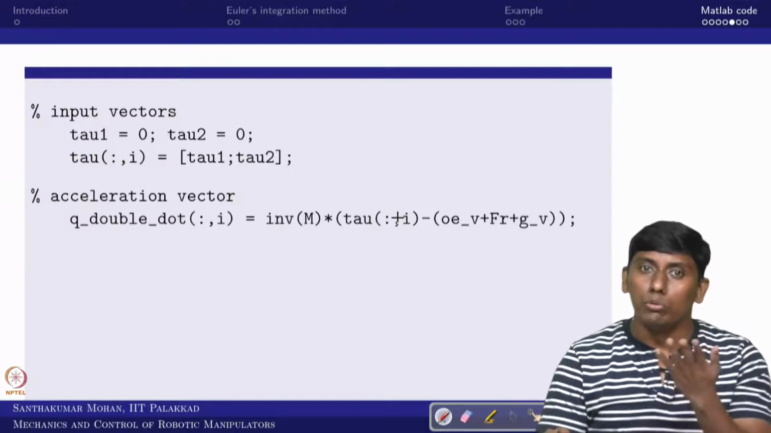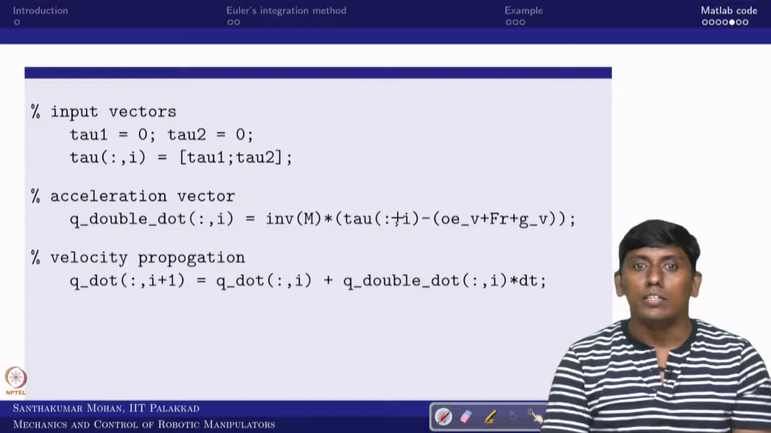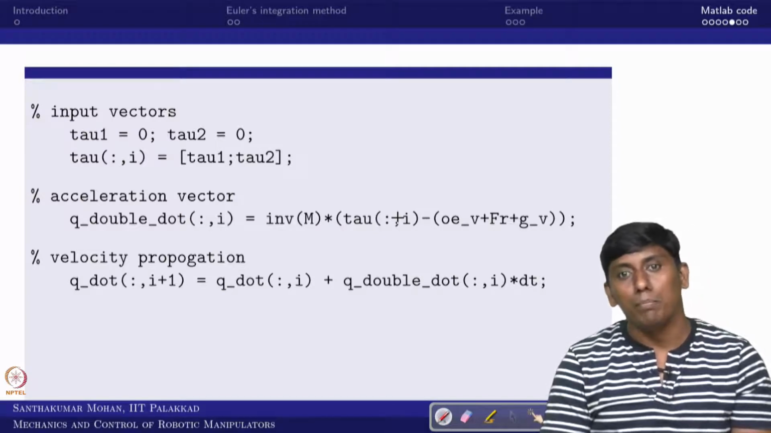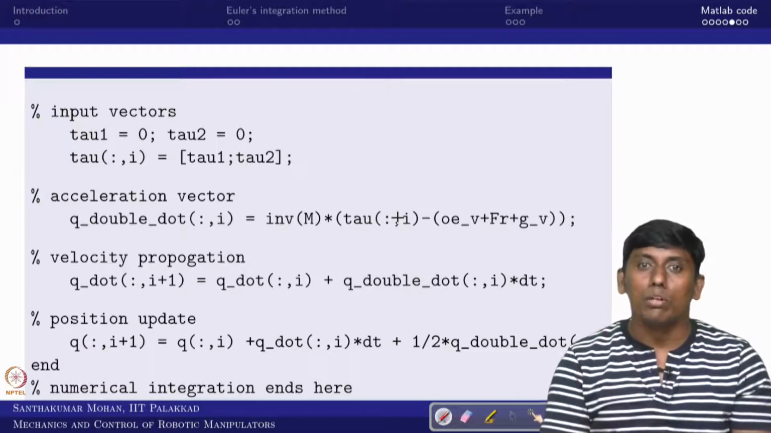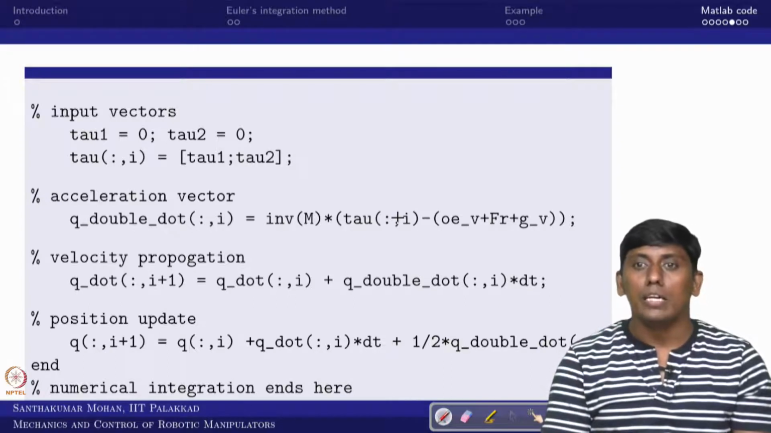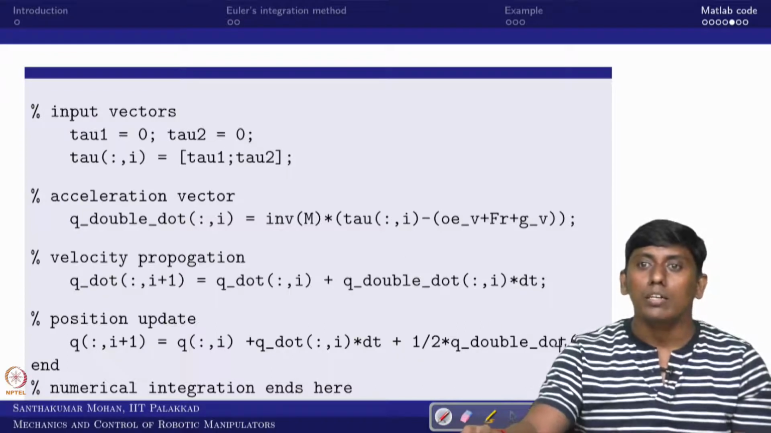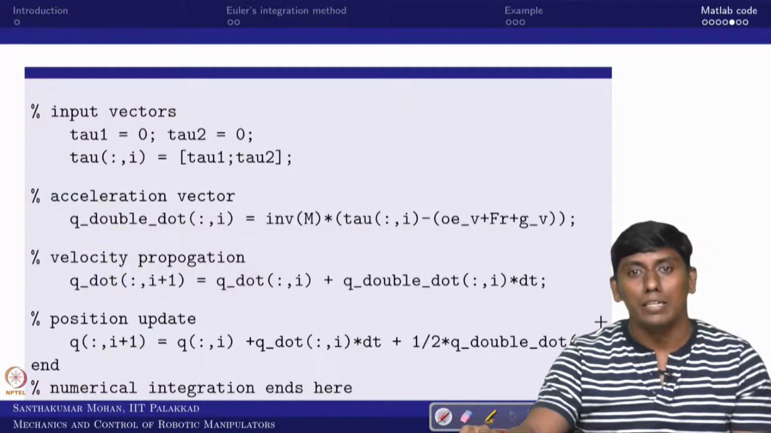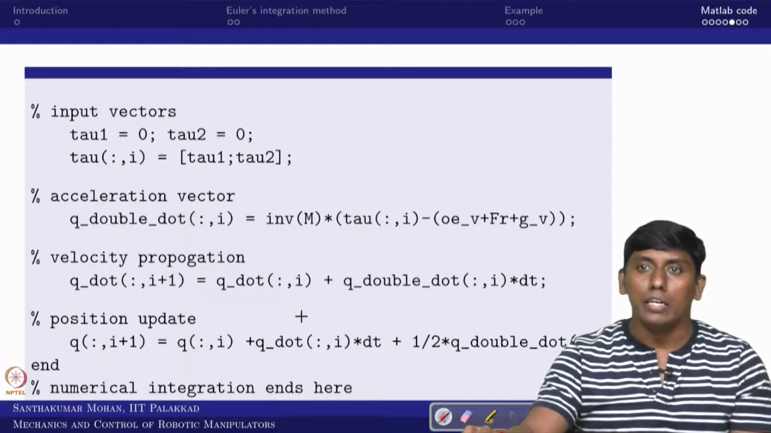So once you know q double dot, what can we do? We can propagate the velocity, so q dot of i plus 1 we can do with a simple Euler integration. Then we can go to the position propagation. So with that, this would be the end. Here this is q dot, comma i, and whatever it is coming is multiplied with delta t squared. So that we can see in the Matlab code. Then the numerical integration is the end.